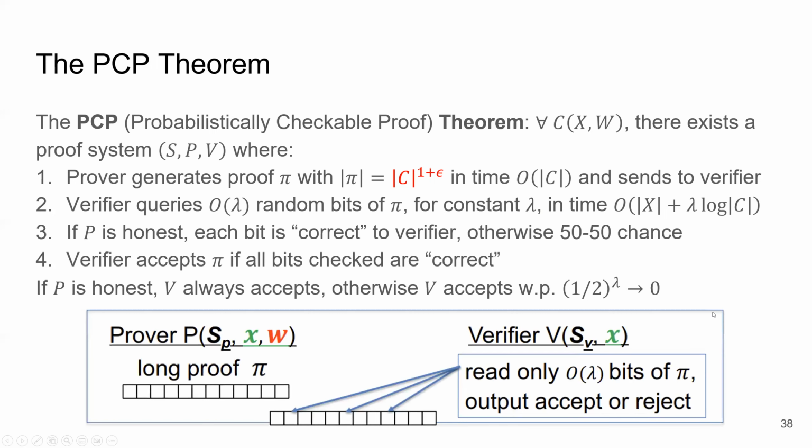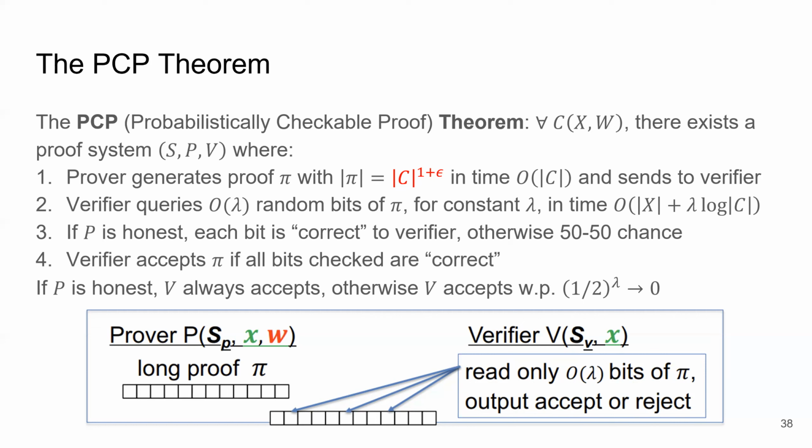A diagram for this PCP theorem setup for the proof is that the prover will take in as input, again, the public information and the witness. It'll generate this proof, a long proof, because it's linear in the size of the circuit. But then the verifier will only read some constant number of bits from the proof. So it's not reading the whole proof, and it's only spot checking, and then it'll output either it accepts or rejects. Questions about the PCP theorem?